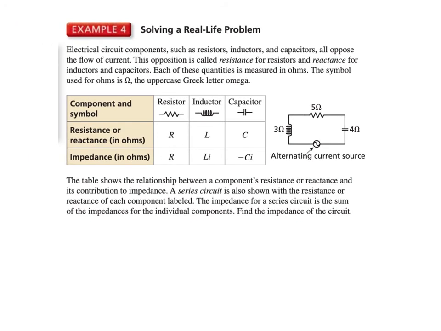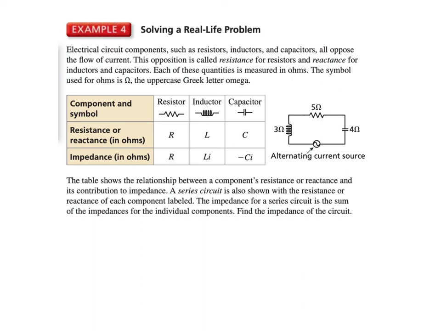All right, so this is like a table. This is a table of the variables that they use. This is a picture of a circuit, alternating current source. The table shows the relationship between a component's resistance or reactance and its contribution to impedance. A series circuit is also shown with the resistance or reactance of the component labeled. Well, I didn't copy the question down. The impedance for a series circuit is the sum of the impedances for the individual components. Find the impedance of the circuit. So notice how these have i's in them, and that's the biggie. So I'm going to read you the question. I'm sorry I forgot to put it in the guided notes. That's okay, we can get this.